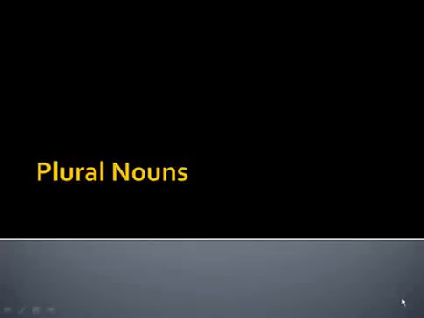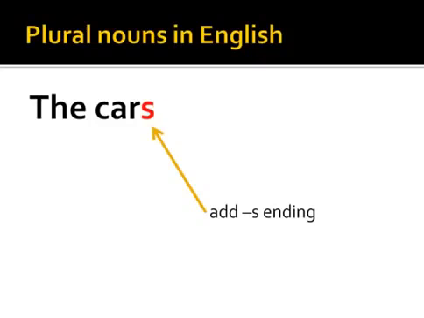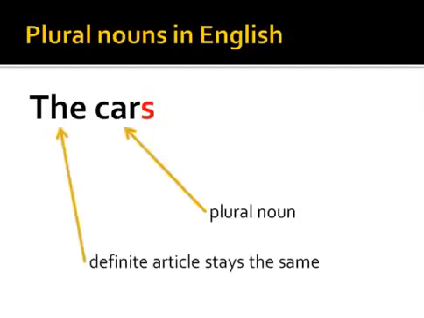Take a few moments now to look at plural nouns in German. When we form a plural noun in English, it's really a fairly straightforward process. We take a singular noun, like the one you see here on the screen, the car, and we simply add an S to it. So instead of a singular noun, we now have a plural noun.